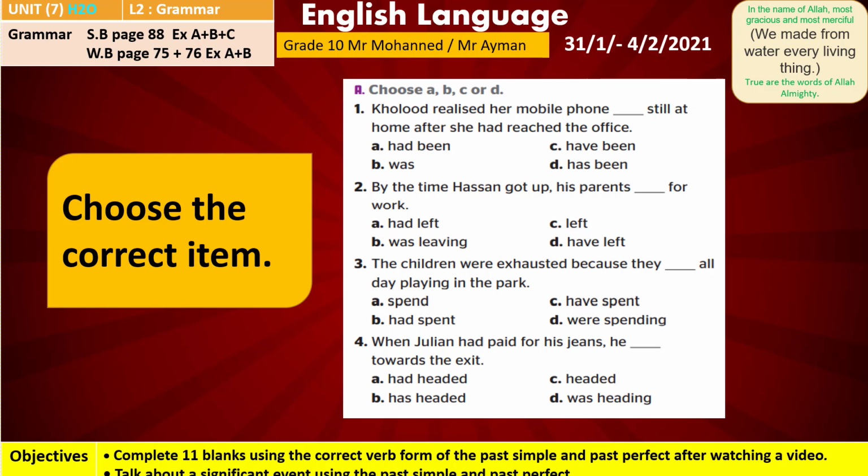Khulud realized her mobile phone was still at home after she had reached the office. By the time Hassan got up, his parents had left for work. The children were exhausted because they had spent all day playing in the park. When Julian had paid for his jeans, he headed towards the exit.